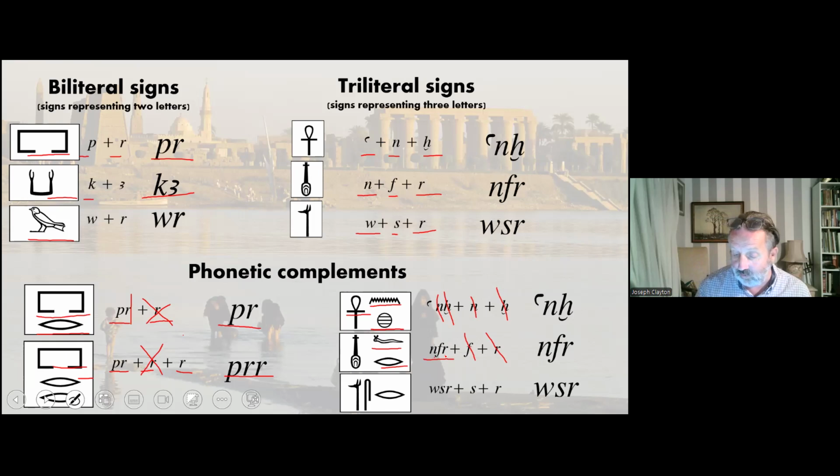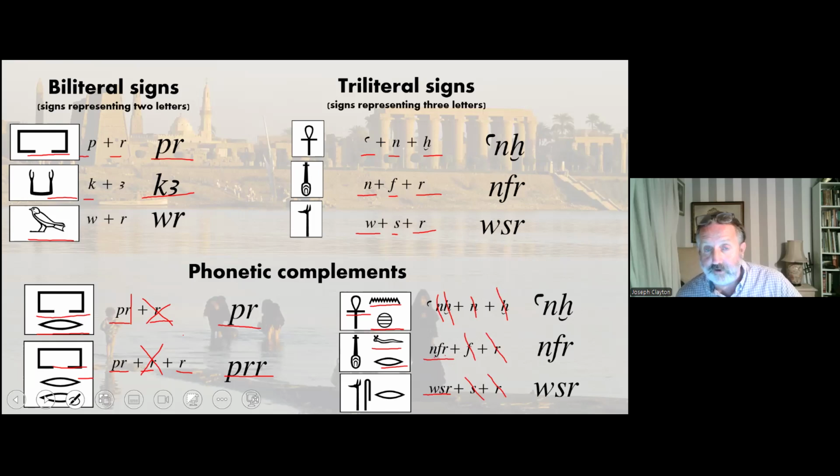Same with waser, that jackal head with a stick reads waser, a jackal-headed stick, but we've got an extra S, which is already in there, and an extra R to confirm that it reads waser and nothing else. Now this is important for phonetic complements for triliterals.